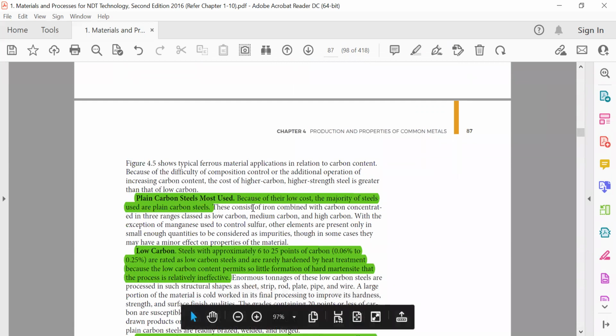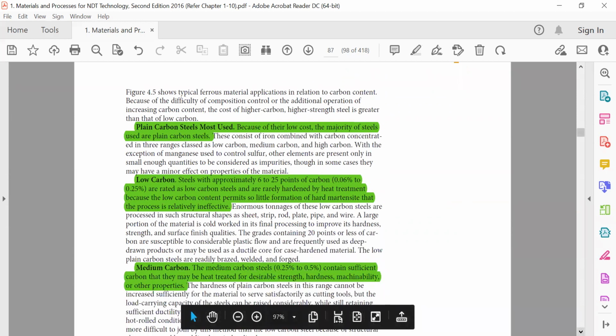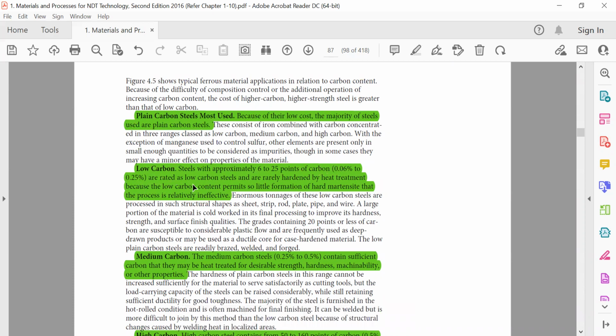Plain carbon steels are the most used because of their low cost. The majority of steel used is plain carbon steel. Low carbon steels contain approximately 6 to 25 points of carbon, that means 0.06% to 0.25%. These are rated as low carbon steel and are rarely hardened by heat treatment, because the low carbon content permits too little formation of hard martensite. That is, the process is relatively ineffective.